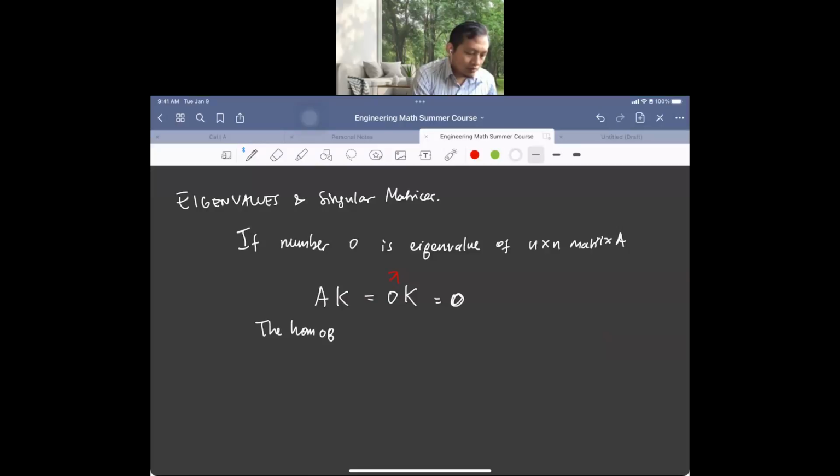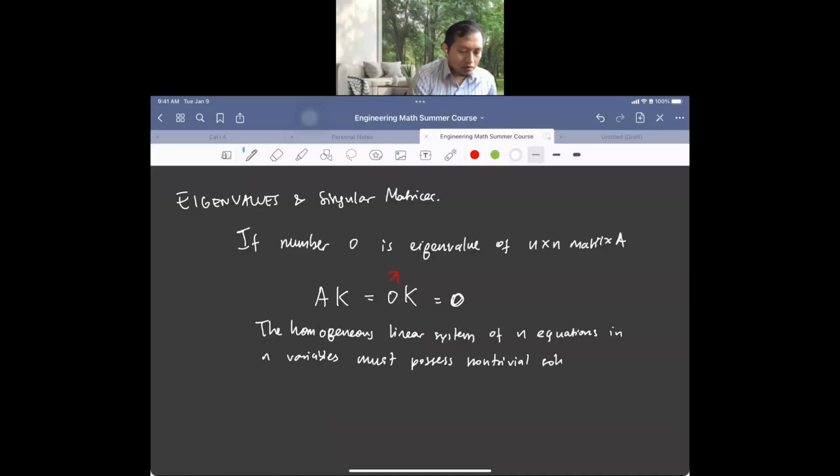So the homogeneous linear system of n equations in n variables must possess a non-trivial solution K. Okay. We know this from before, right?